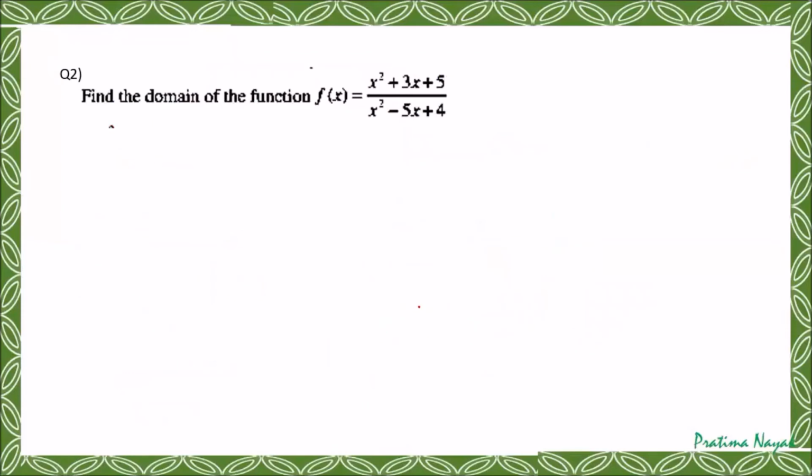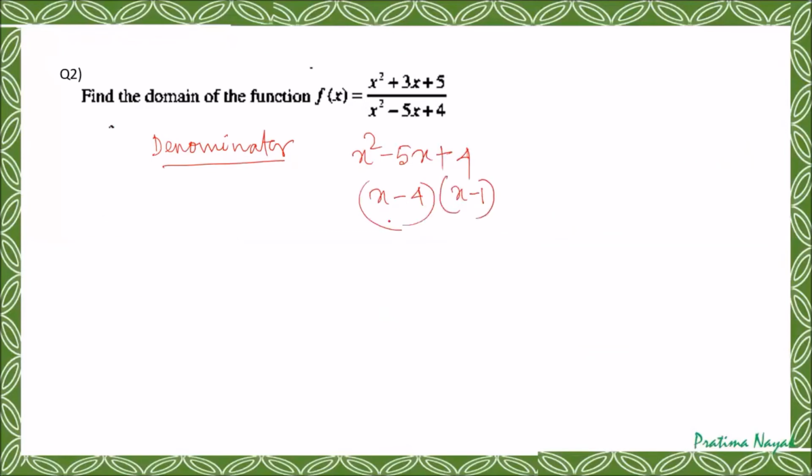Next is, find the domain of this function. Again, this is a reciprocal function, or a rational function. For the domain, you will take only the denominator. You will see when it cannot be defined, and write that condition only. For it, factorize x squared minus 5x plus 4. You know that this will be (x minus 4) into (x minus 1). That means this value will become 0 if x is equal to 4 and x is equal to 1. So they cannot be in the domain. At that time the function will be undefined.